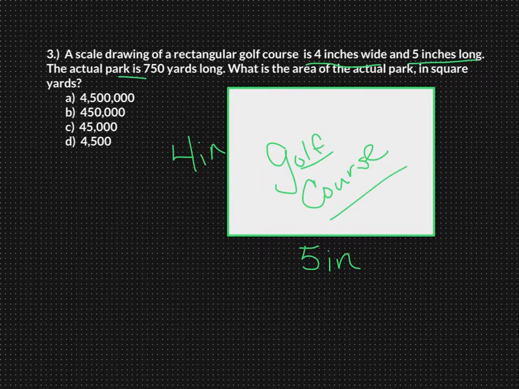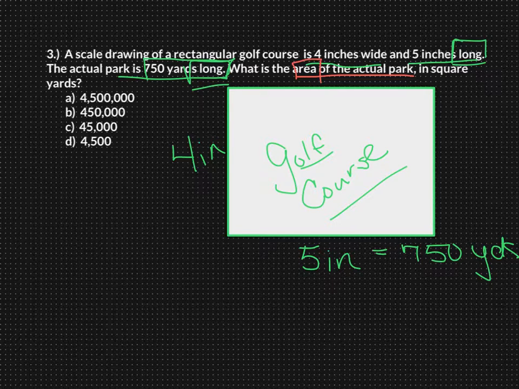Next, they tell us that the actual park is 750 yards long. So this is long and this is long, so that means that 5 inches is equal to 750 yards. So we're now looking for the area of the actual park. I know I find area by multiplying the width by the length, but I'm looking for the actual park, so I need to use the actual numbers. I know that this is 750 yards, but I don't know what 4 inches is. In order to find that, I'm going to have to figure out my unit rate first.